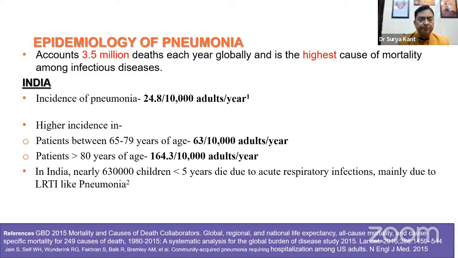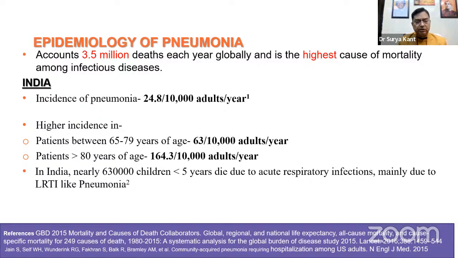Now, what is the scenario in India? If you see the incidence of pneumonia, meaning cases per year, it is around 25 cases per 10,000 adults per year. This is the overall incidence in India. If you see the age-wise profile, patients between 65 and 79 years of age have a higher incidence, 63 per 10,000 adults per year. And in more elderly people, above 80 years of age, the incidence goes even higher, 164.3 per 10,000 adults per year.